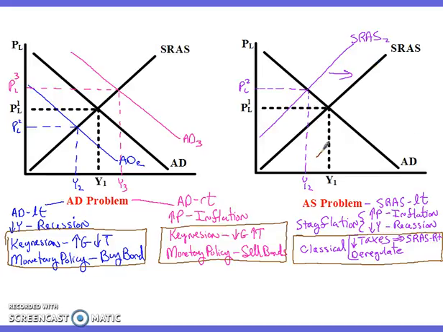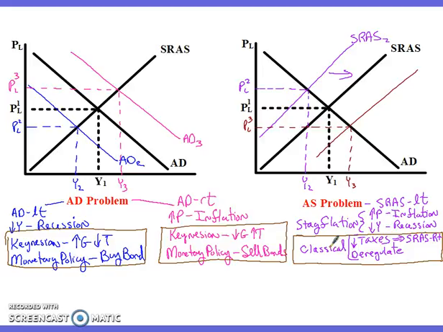Why not? Because if the short-run aggregate supply curve shifts out to the right, we're going to get lower prices and higher GDP. That's not a problem. There's no problem to go solve there. So we have three problems: aggregate demand problems, two of which require aggregate demand solutions, and aggregate supply problems that require aggregate supply solutions.